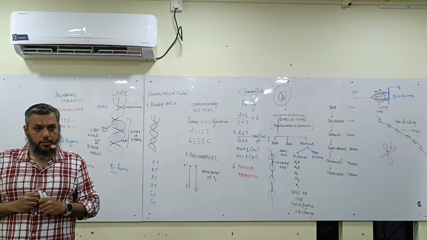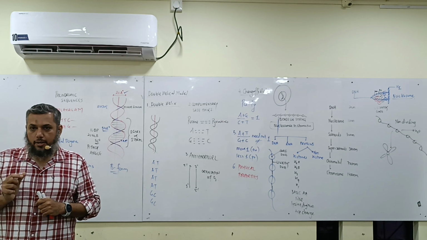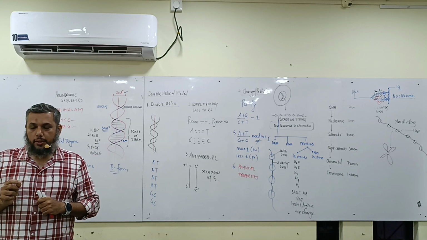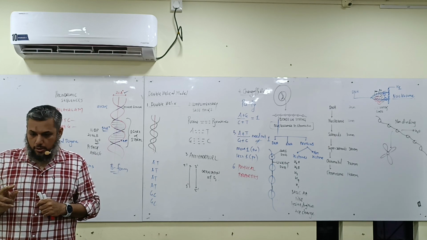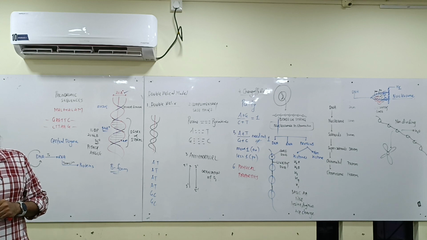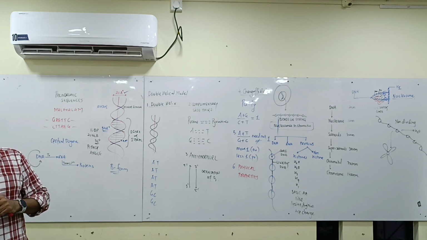Right, kids? Yes or no? And in 11th standard, you have already studied that chromatin is of how many types? 2 types. Yes. What are the 2 types of chromatin?